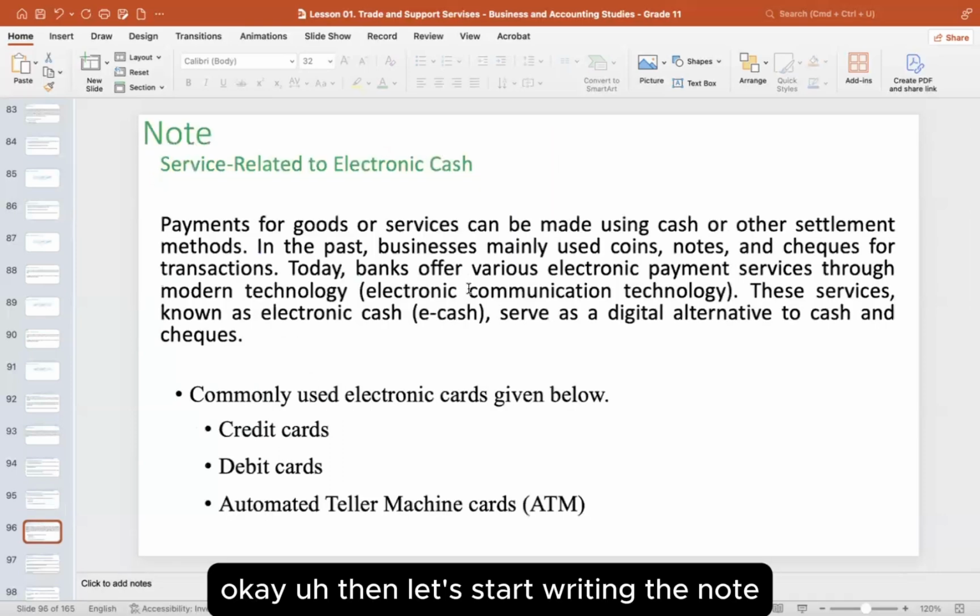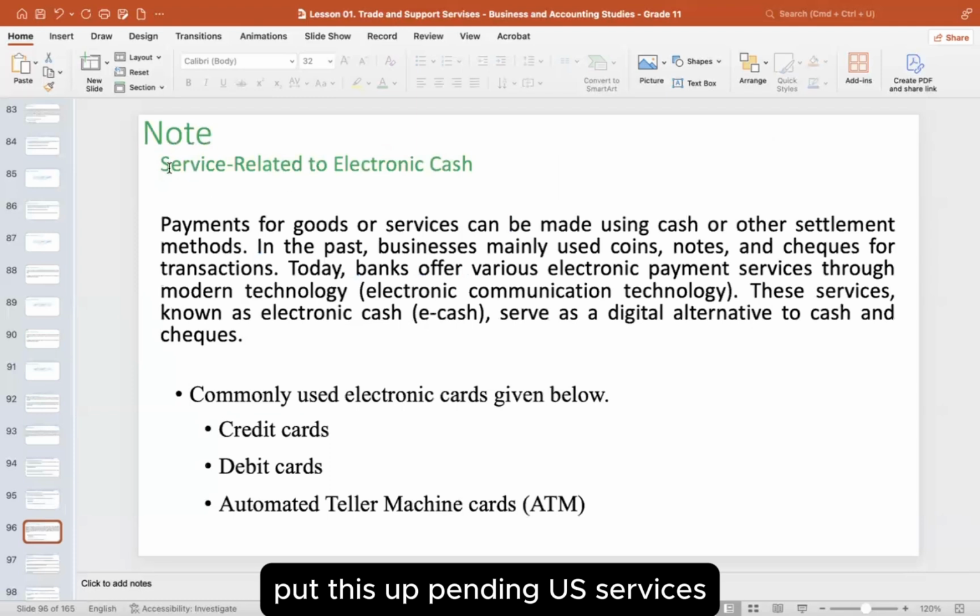Okay, then let's start writing the note. Put the subheading as services related to electronic cash. I will read this out, and once I read it out, you can write it.